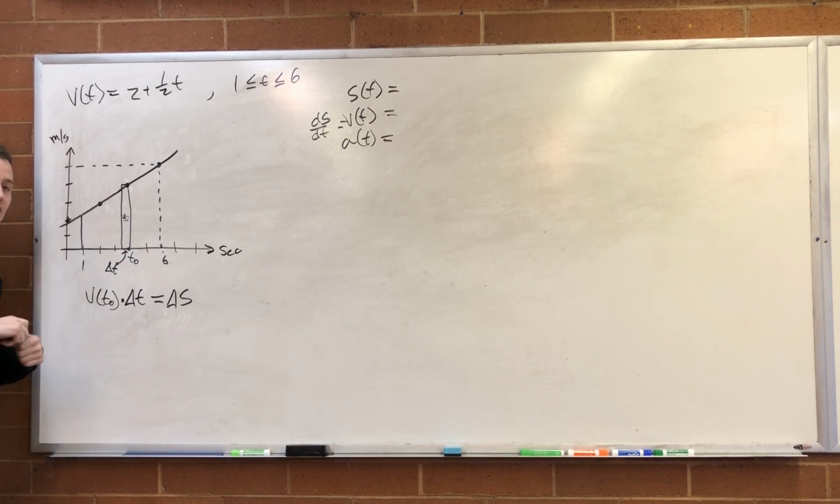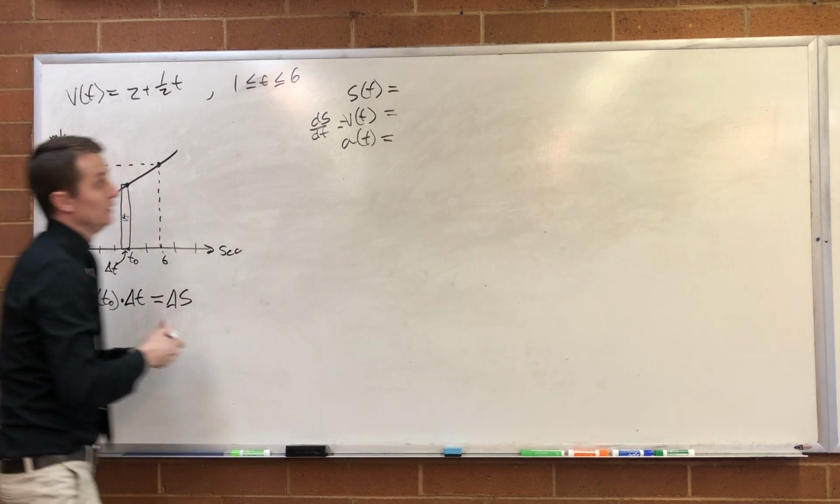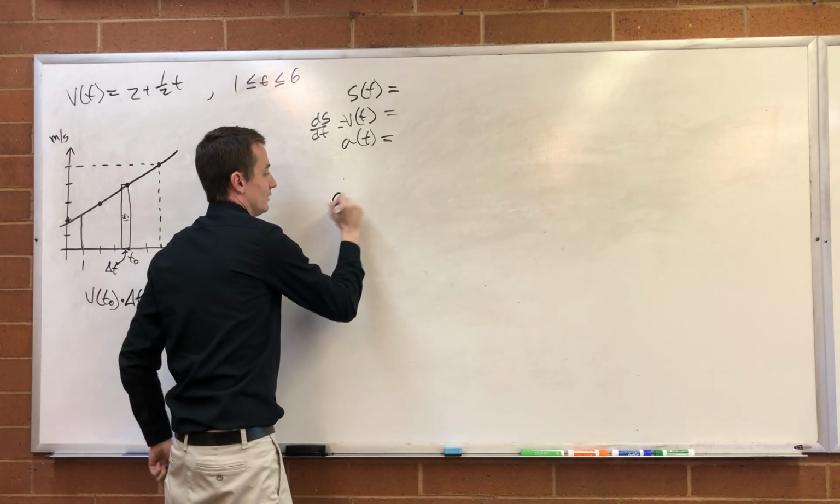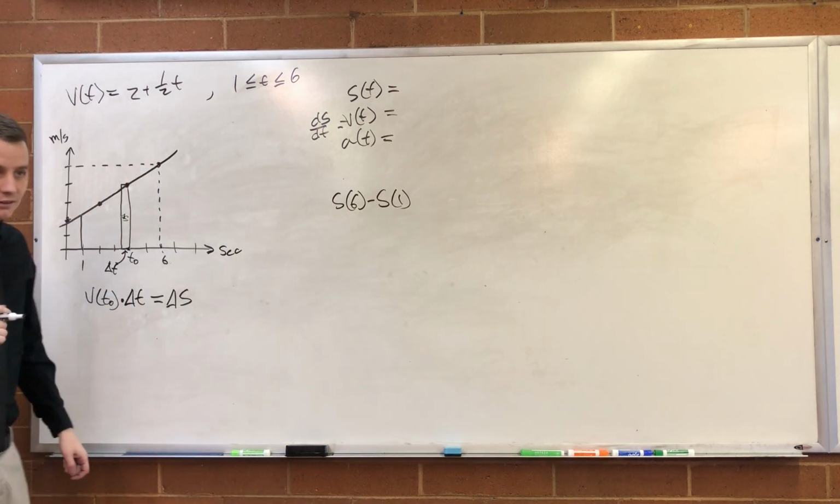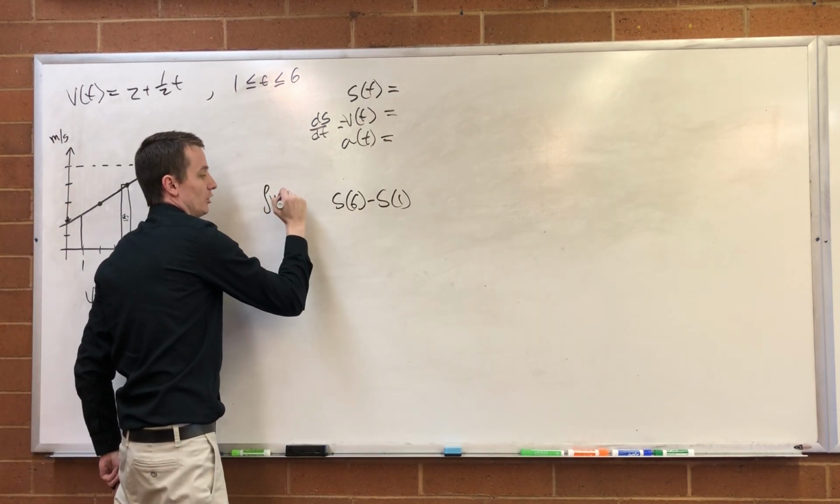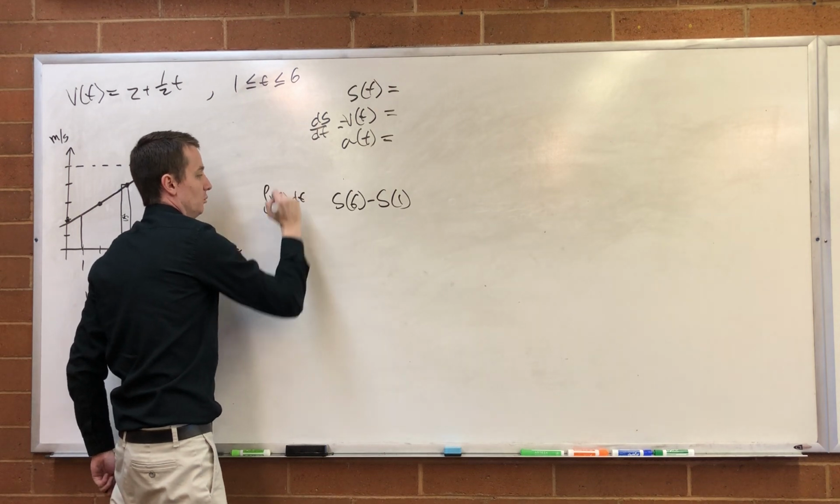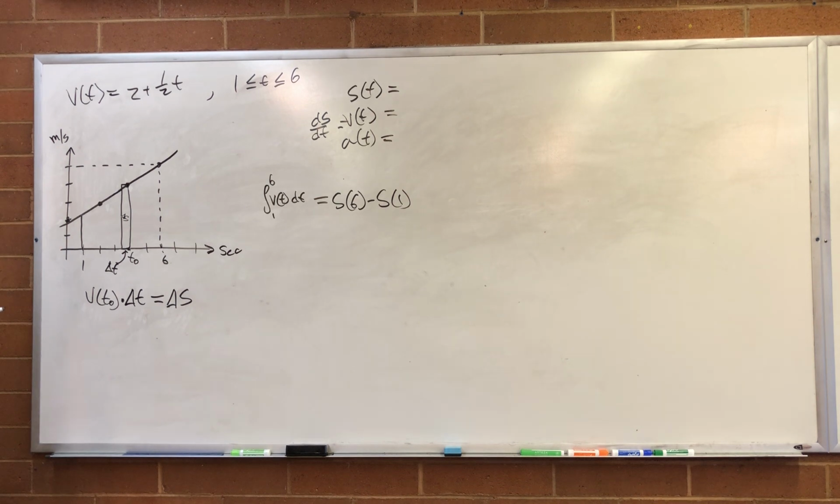Oh, okay, I see your confusion. So this is going to give me the distance from 1 to 6. Yes. So this is going to give me the exact same thing as s of 6 minus s of 1. Here's the correct way to write it. My integral of dt with respect to t from 1 to 6 gave me that. Oh, I see. So you're not getting the function.